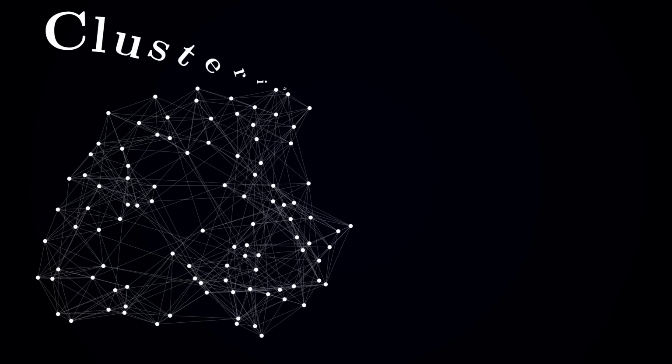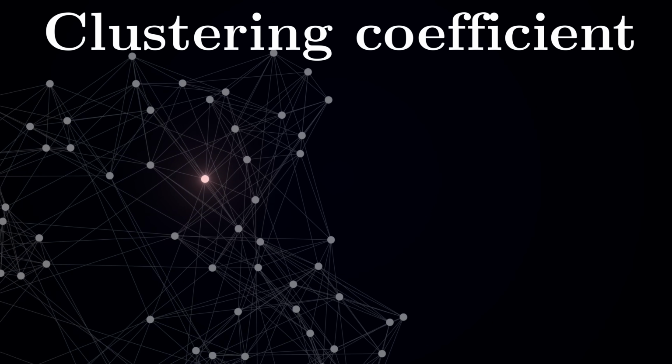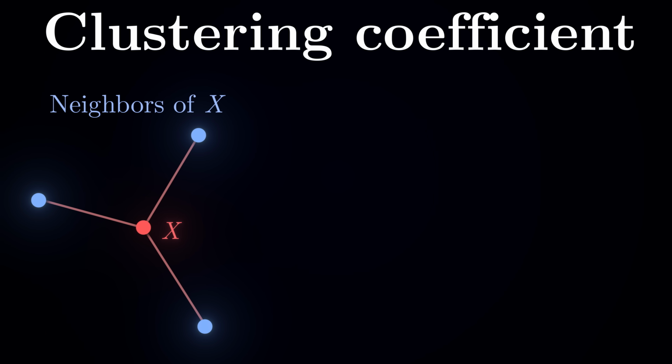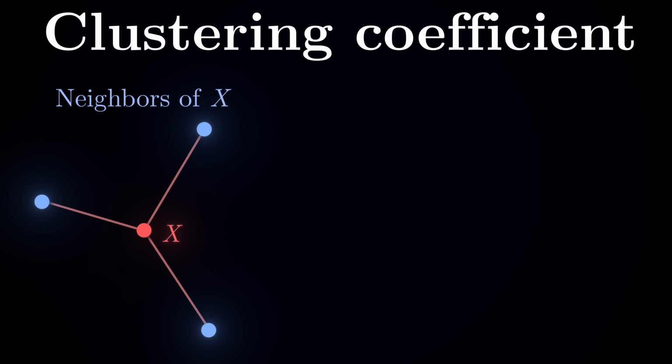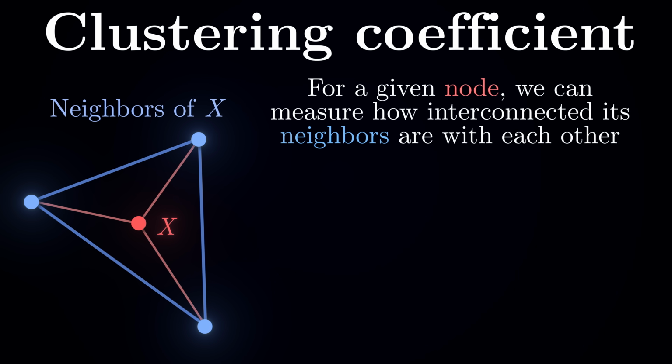Local interaction density can be formalized through what's known as the clustering coefficient. Let's take any node X and consider its immediate neighbors, the nodes it connects to directly. For these neighbors, we examine how interconnected they are with each other.